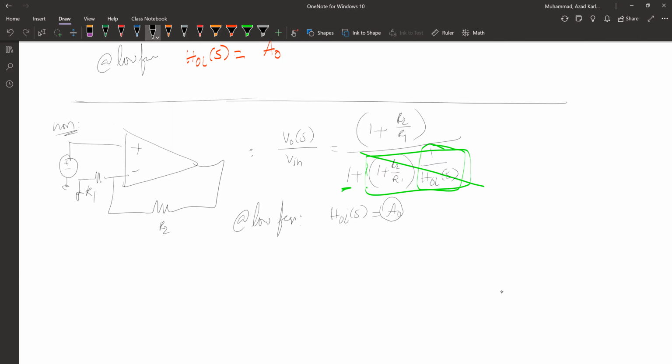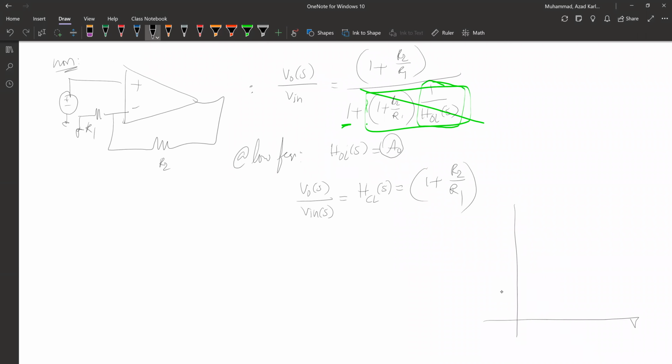So at low frequencies, the transfer function V out of S over V in of S, which is the closed loop behavior, is nothing but 1 plus R2 over R1. And remember, this was the ideal gain of this configuration. So if you start drawing the Bode plot, we expect the Bode plot to be constant at a gain of 1 plus R2 over R1. And if you remember from lab 3, we had a gain of 6, which is about 15 decibels. But this will not be constant throughout all the frequencies. So let's see what happens at high frequencies.